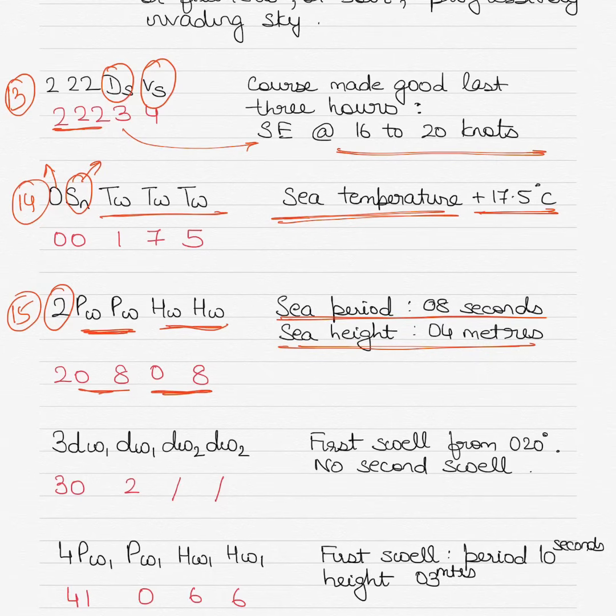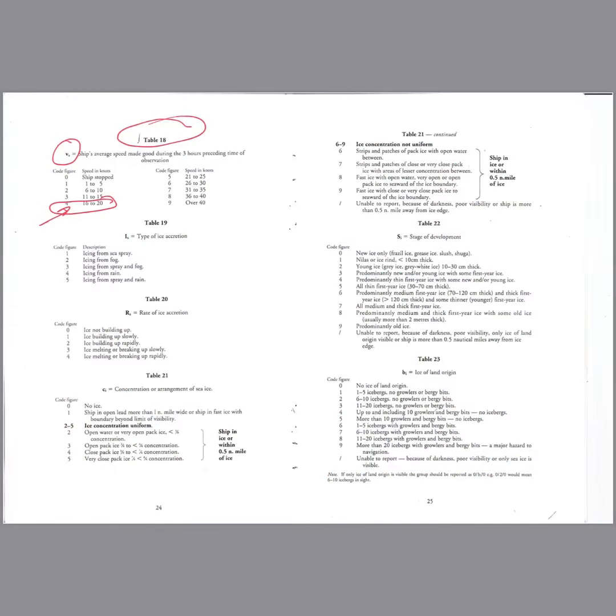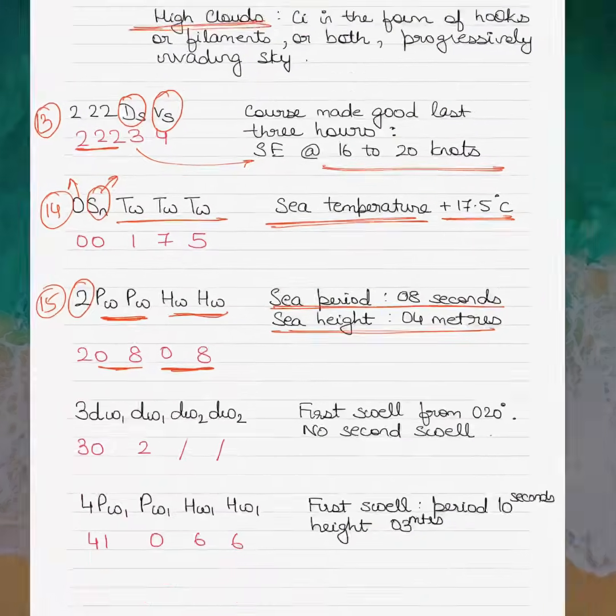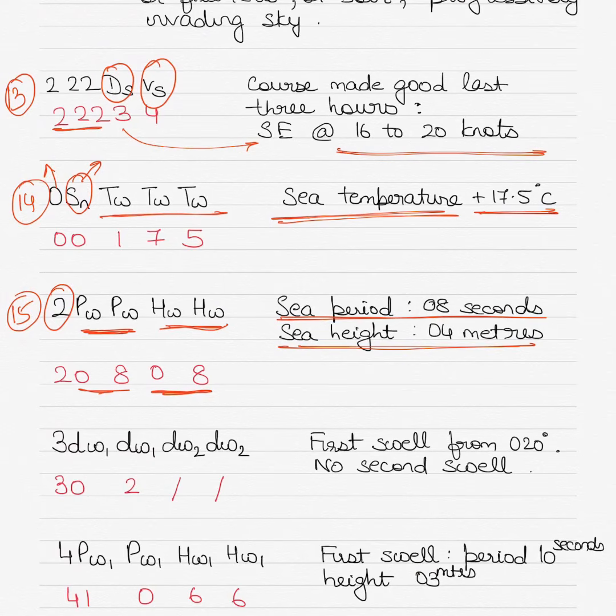So again, I'll take up these 2 tables and go back into the weather code and show you what each of them stand for. So table number 18, this is ice accretion, so you don't have to worry about that. We haven't come to that stage yet. So this is what it is, pretty straightforward. You can see that 0 stands for positive, and 17.5 is 17.5 degrees temperature.